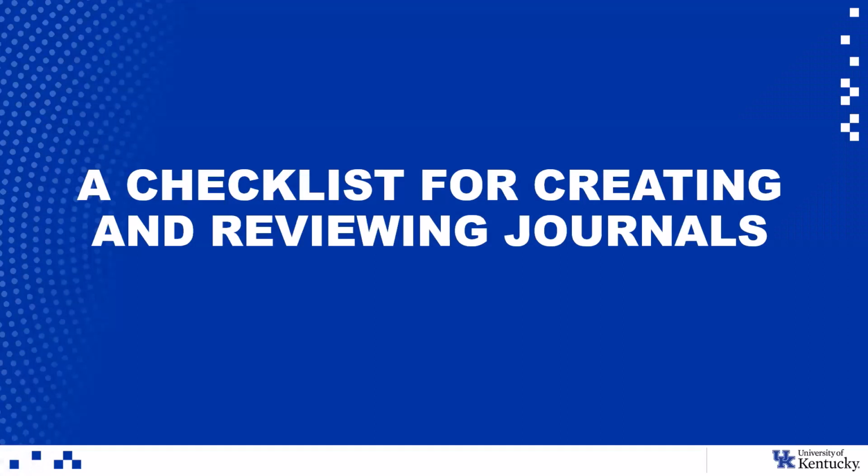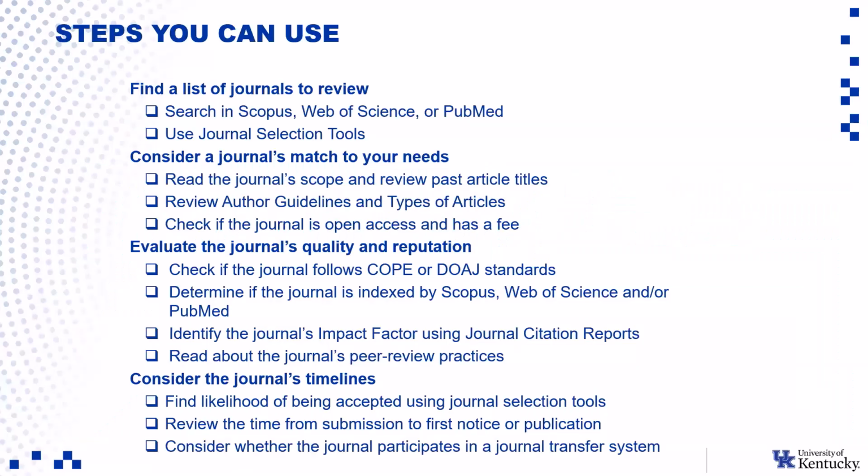Now I'm going to go over a checklist for creating and reviewing journals. First, you need to find a list of journals. You can search for journals in Scopus, Web of Science, or PubMed, and then use journal selection tools such as Jane. Consider the journal's match to your needs. Read the journal scope and review past article titles. Read author guidelines and types of articles. Check if the journal is open access and if it has a fee. Check to see if the library, UK Libraries, will cover that article processing fee.